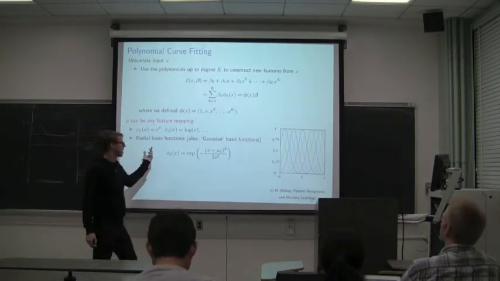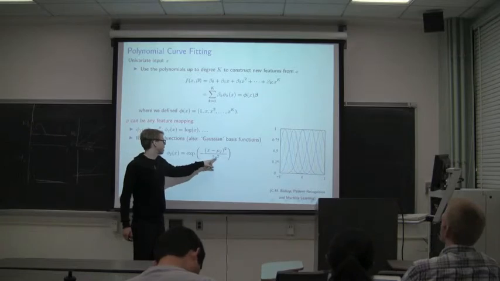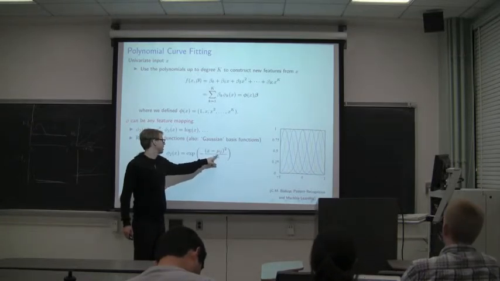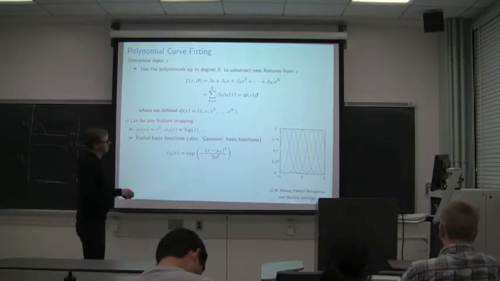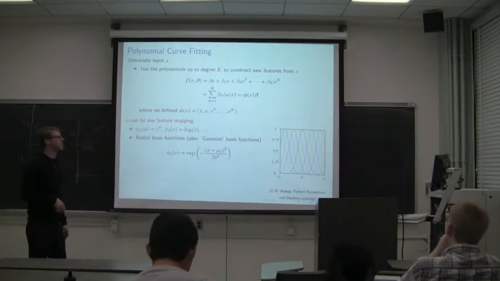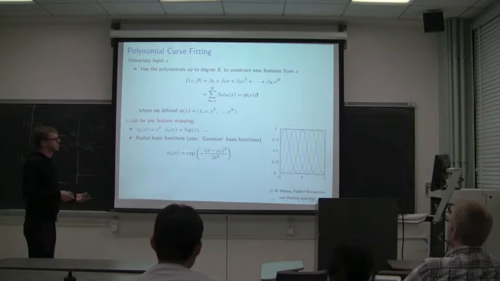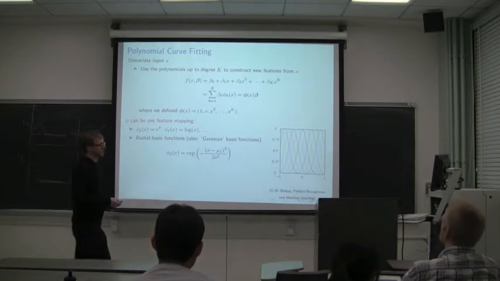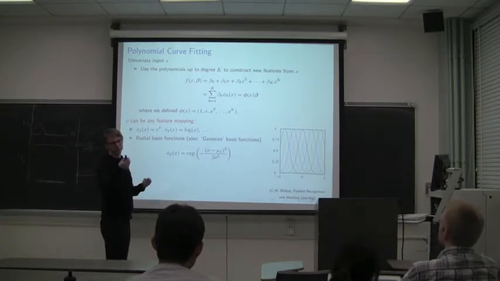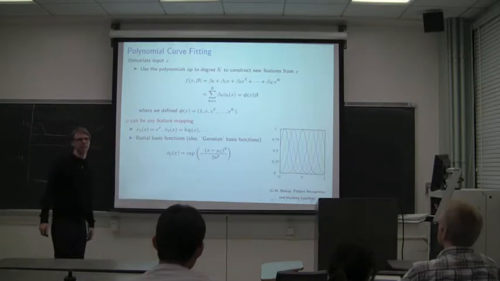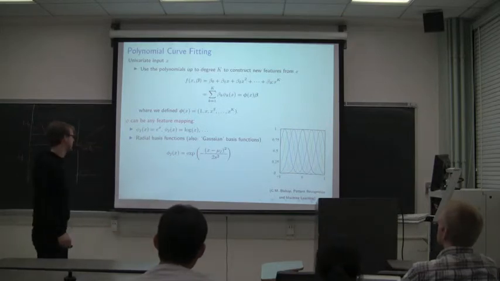These Gaussian basis functions have basically two parameters. One is a mean, the other corresponds to the variance. If the variance is larger, then even if our x is further away from the mean, it would still get a positive value there.